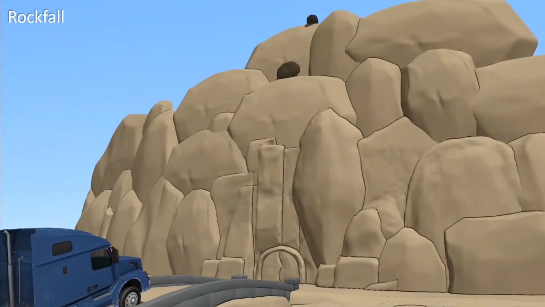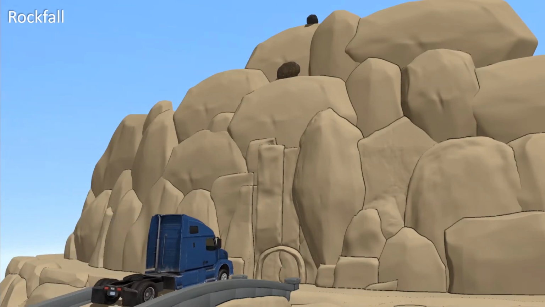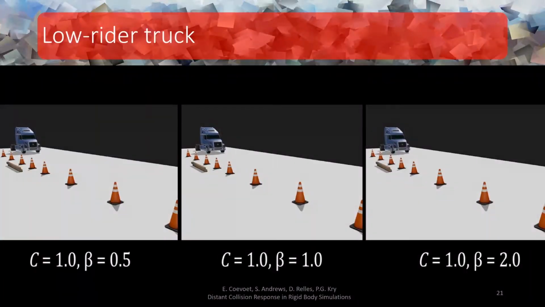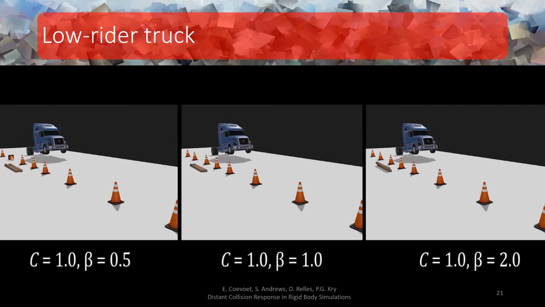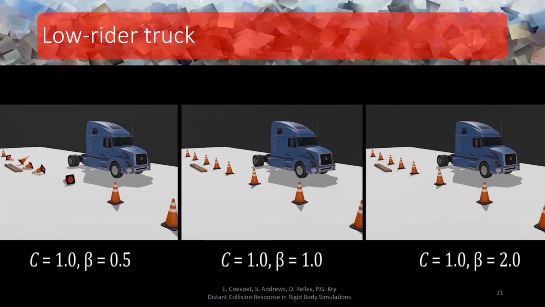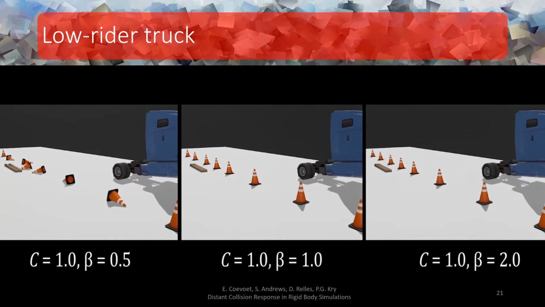In this example, the cliff face is again modeled using an FEM mesh with pre-computed modal response. The impact of the truck hitting the base of the cliff causes the rocks perched above to come tumbling down. Here's an example using our spatial attenuation model. Observe that with an increasing value of beta, the area of effect of the computed disturbance is reduced.